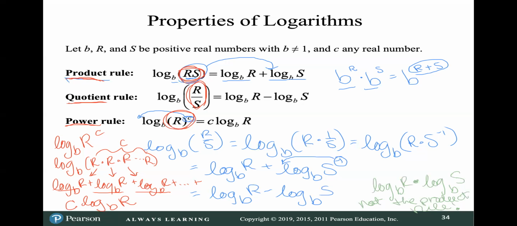We cannot apply the product rule when we're multiplying logs. The product rule is actually when we add two logarithms, because then we multiply the argument. Okay, so let's see if we can apply this.